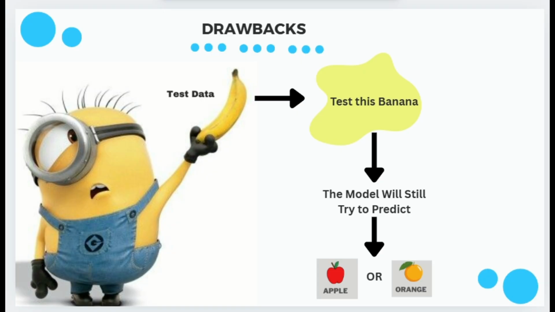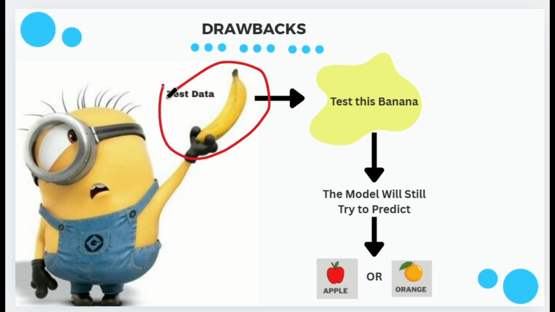Now, let's think about what happens if we give our trained model something it has never seen before. Now, here is the catch. What if I show it a banana as test data?